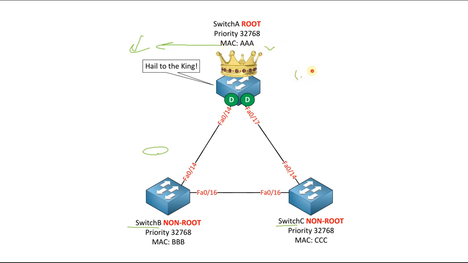So first we look at the priority. The lower priority becomes the highest priority, and then the second, the tiebreaker, is the MAC address. The lower MAC address will also become the root bridge. The lowest priority is the more preferred. The lowest MAC address is the more preferred. Okay, so why will switch A become the root bridge?